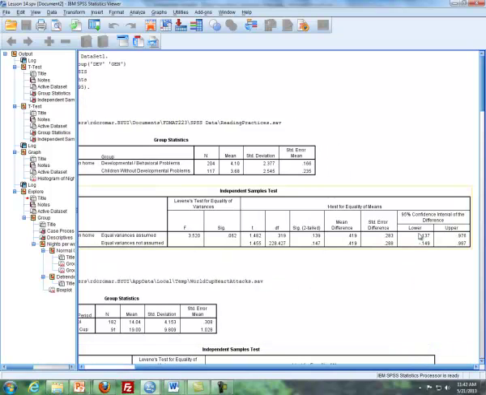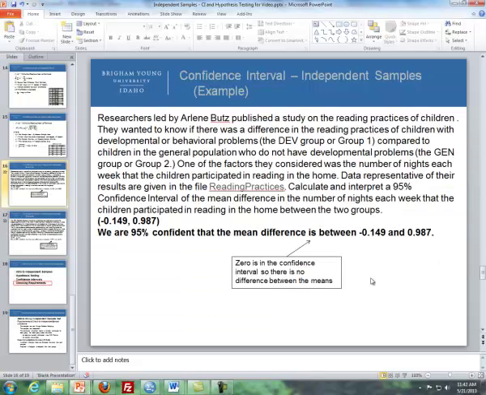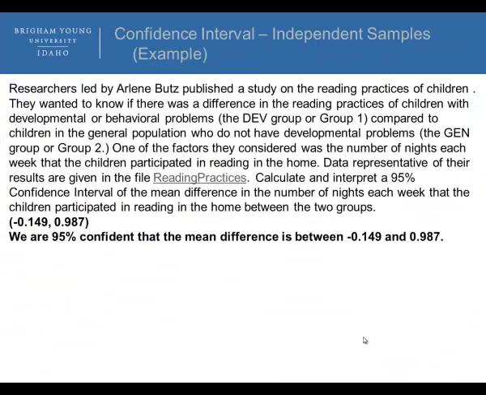I use the bottom row and I grab these two numbers. So the lower bound is negative 0.149, the upper bound is positive 0.987. So what we say is that we are 95% confident that the mean difference is between negative 0.149 and 0.987. So is there a difference? Can we tell if there's a difference between the two groups using the 95% confidence interval?